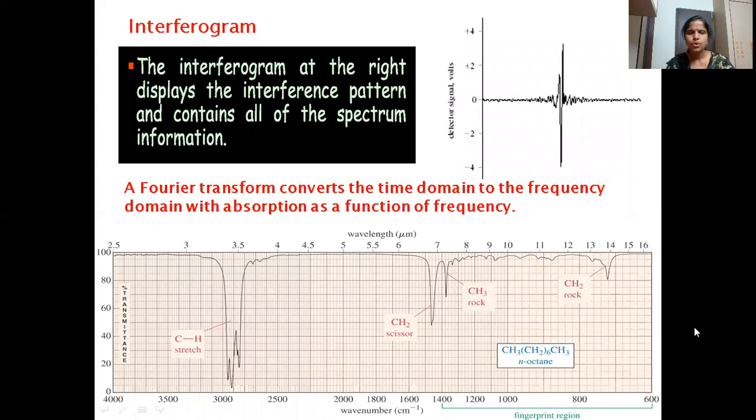Hope you have understood. The applications of the IR spectrum we'll see in the next class. In this class we have covered the various factors affecting the vibrational frequencies, and then the instrumentation part. We are left with the application part, which we'll see in our next class. Thank you. Hope you have understood till here. Thank you for watching.